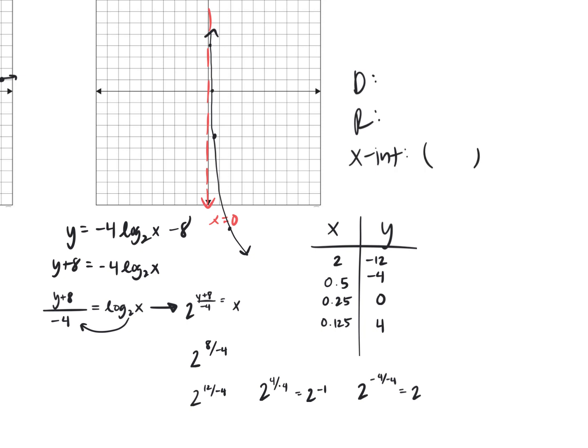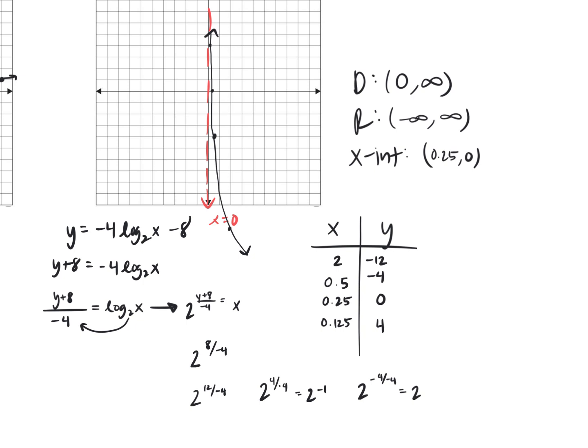What's my domain going to be? Domain starts at 0 and goes to infinity. My range is all the way from negative infinity to infinity. And what is my x-intercept? We found that, didn't we? 1/4, yeah, 1/4 or 0.25.